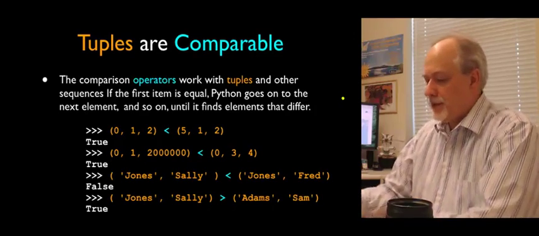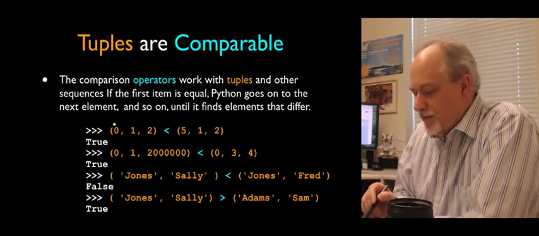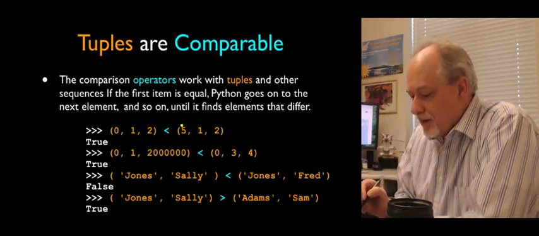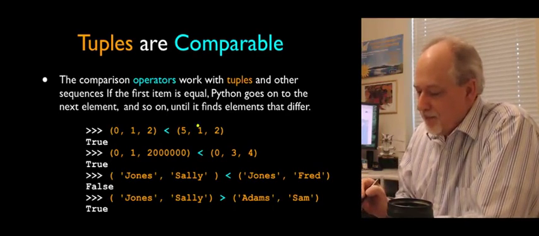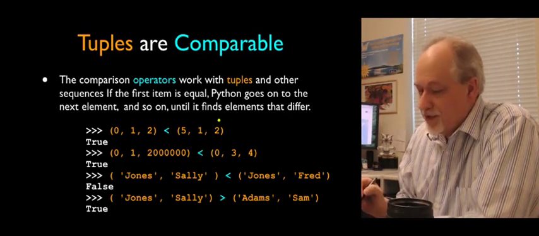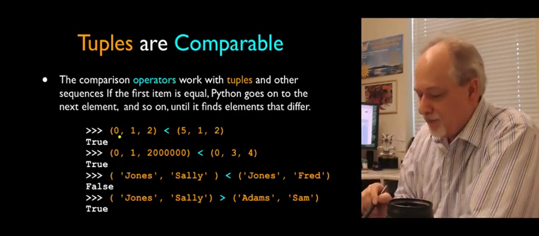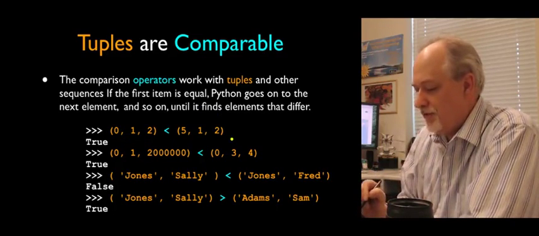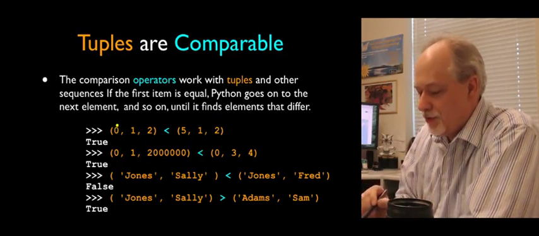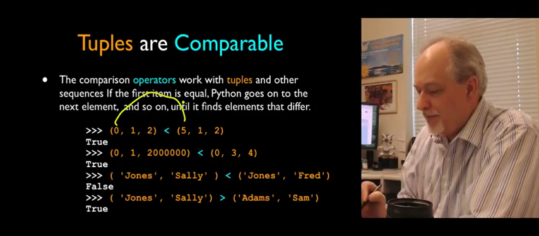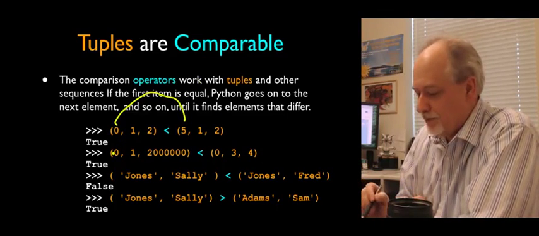They first compare the first leftmost thing. Then if that matches, they go to the second one, and if that one matches, they go to the third one. So if we're asking, is (0, 1, 2) less than (5, 1, 2)? The answer is true. It only looks at the 0 and the 5, and that's less than, so away we go.